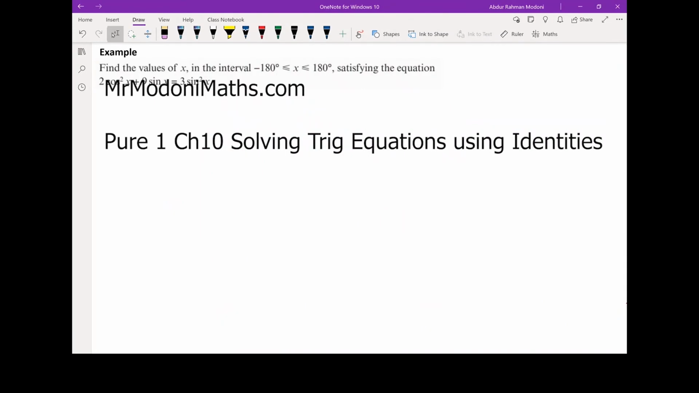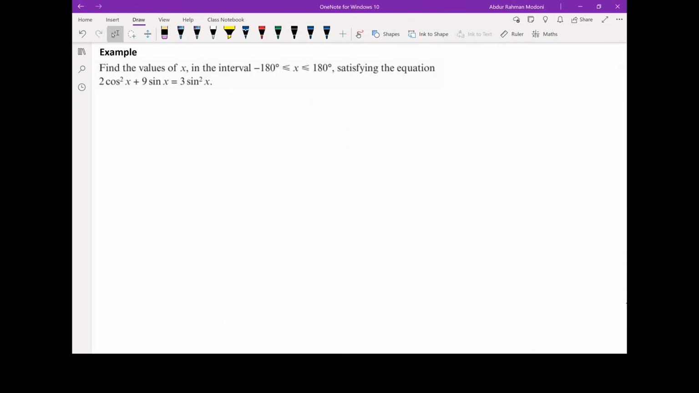So here we're solving an equation that involves more than one trig function. We've got a cos function as well as a sine function within this equation. Now, in order to solve this equation, we will first of all have to get the equation down to something involving either just one trig function or in a factorized form such that each factor has only one trig function.